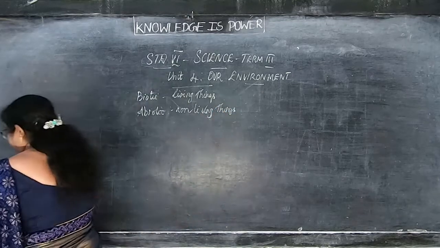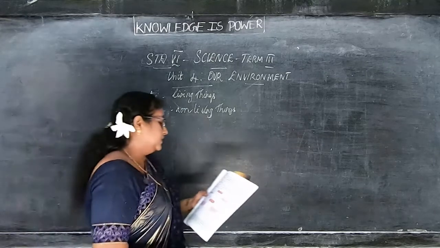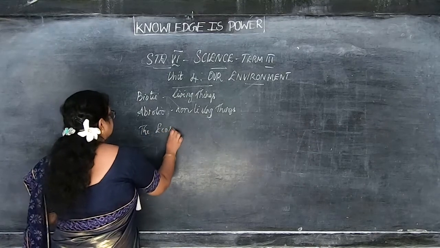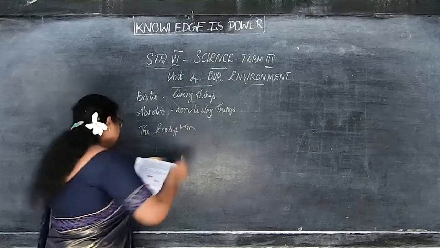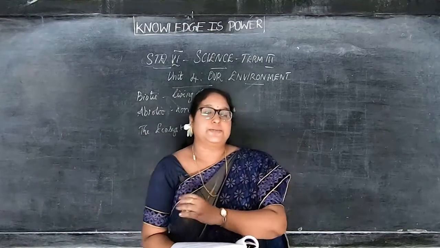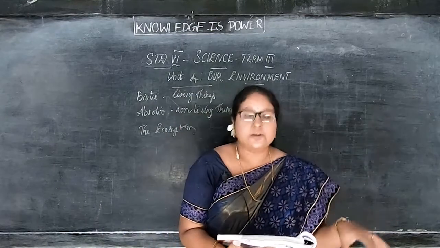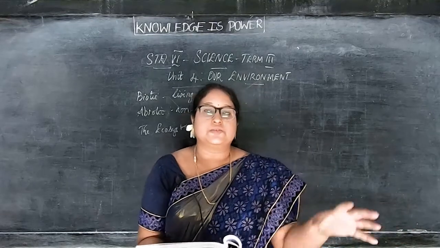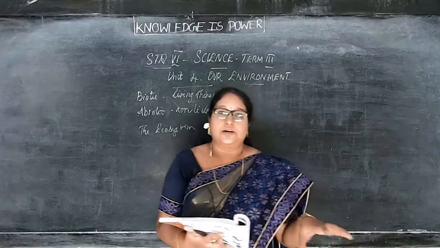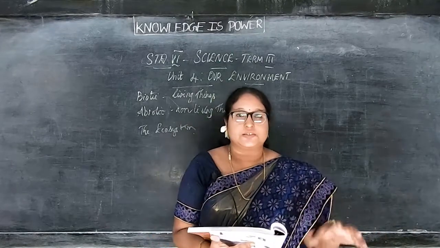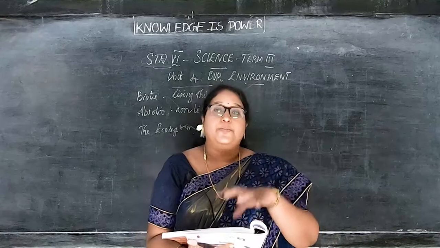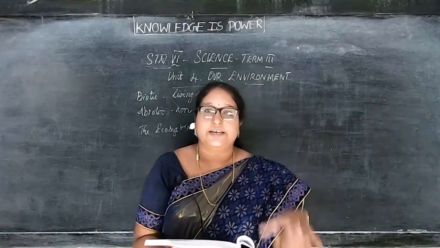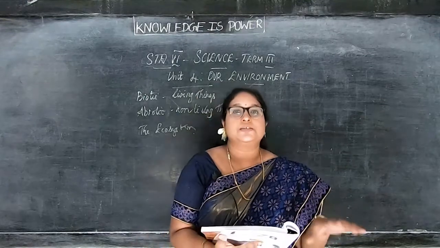Now, first we'll see the ecosystem. Okay, what is that? The ecosystem. Now, the ecosystem is a community. That is, community means a living place, of living and non-living things, they work together. So, living as well as the non-living things which work together is called an ecosystem. So what is an ecosystem? Ecosystem is a community where both living and non-living things interact or work with each other.